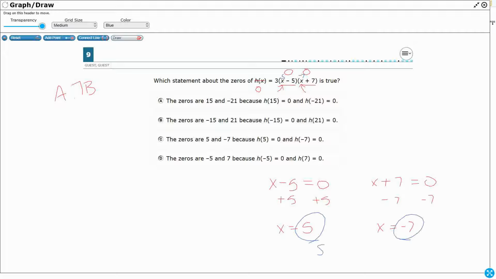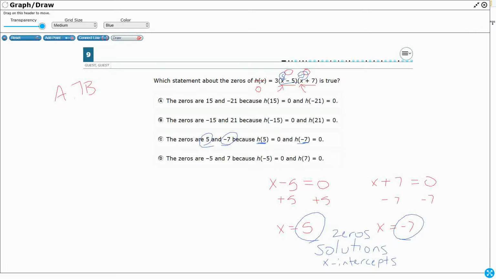They are also known as solutions. They are also known as x-intercepts. So we need to get comfortable with 3 different ways that we can discuss the same idea: a 0, a solution, or an x-intercept. Now, we've got one answer here. They are 5 and negative 7 because h of 5, that means if I plug 5 into this equation right here as my x value, that becomes 0. Or h of negative 7, if I plug in my negative 7, becomes 0.